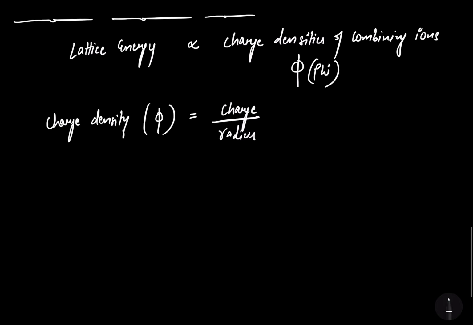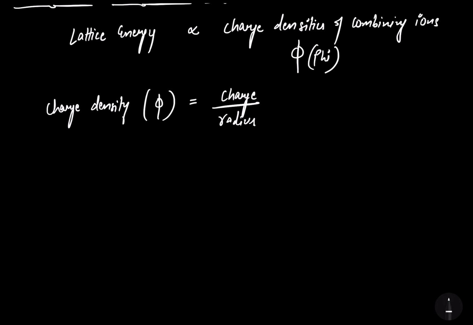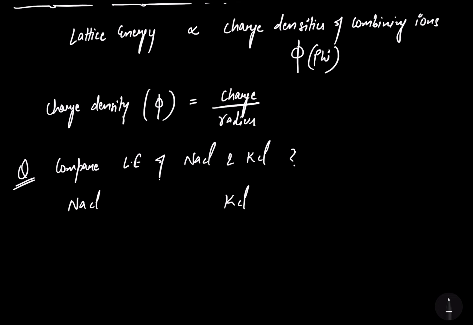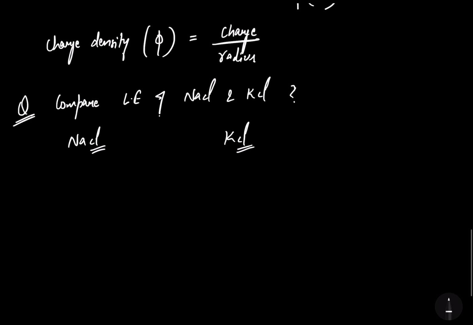Let me take an example. The question is: compare the lattice energy of NaCl and KCl. Which one will have the higher lattice energy? NaCl, KCl. Here what do we have in common? The chloride ion. Then just forget about it. Let's talk about the Na positive ion and the K positive ion.